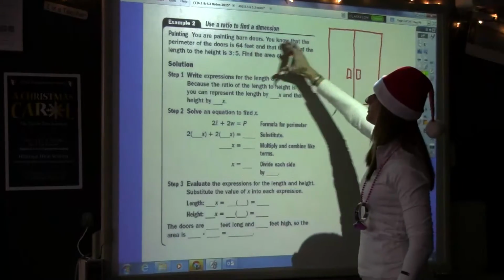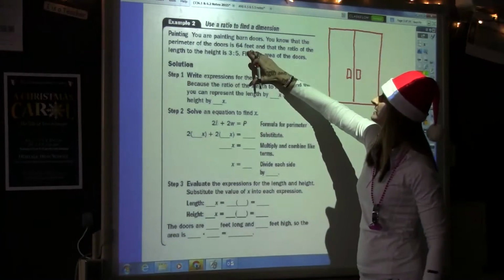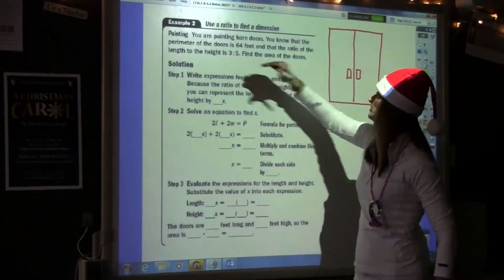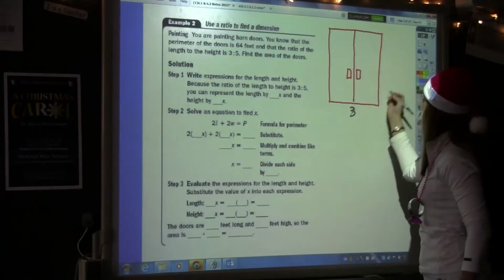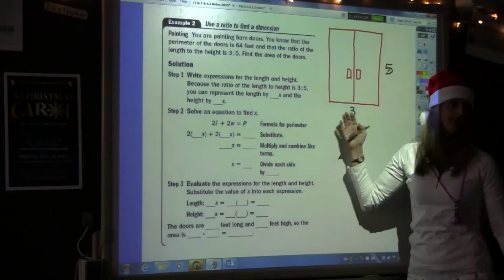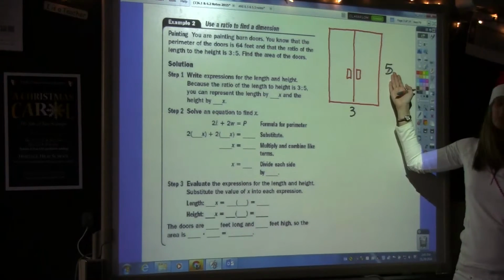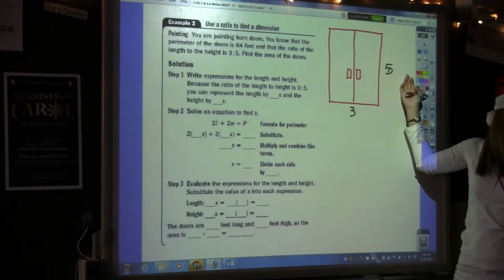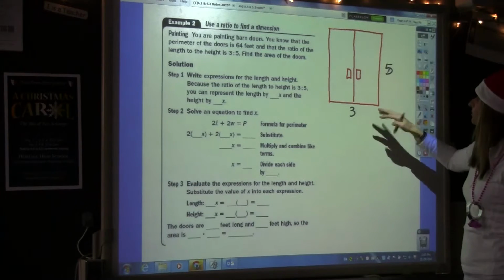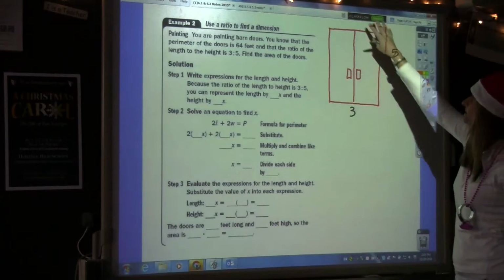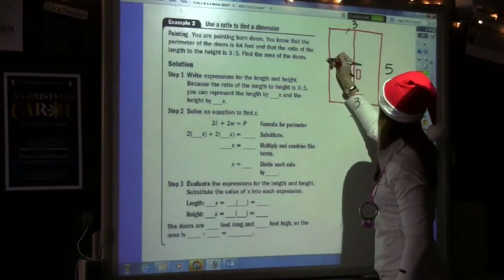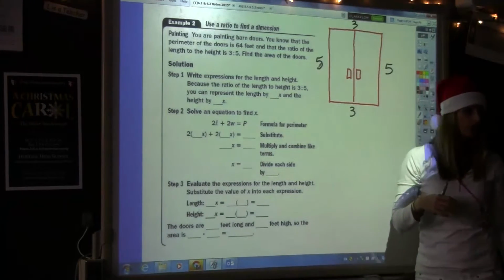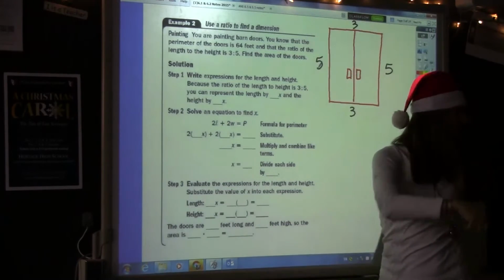Okay. You know that the perimeter of the doors is 64 feet, and that the ratio of the length to the height is 3 to 5. So for every 3 feet here, there are 5 feet here. It doesn't mean that's 3 feet and 5 feet. This could be 6, that could be 10. Still the same ratio, 3 to 5. But we need to figure out what number, using the same ratio, every 3 there's 5. When we add those numbers up, we get 64. Okay, I'm going to ask us to find the area of the doors.